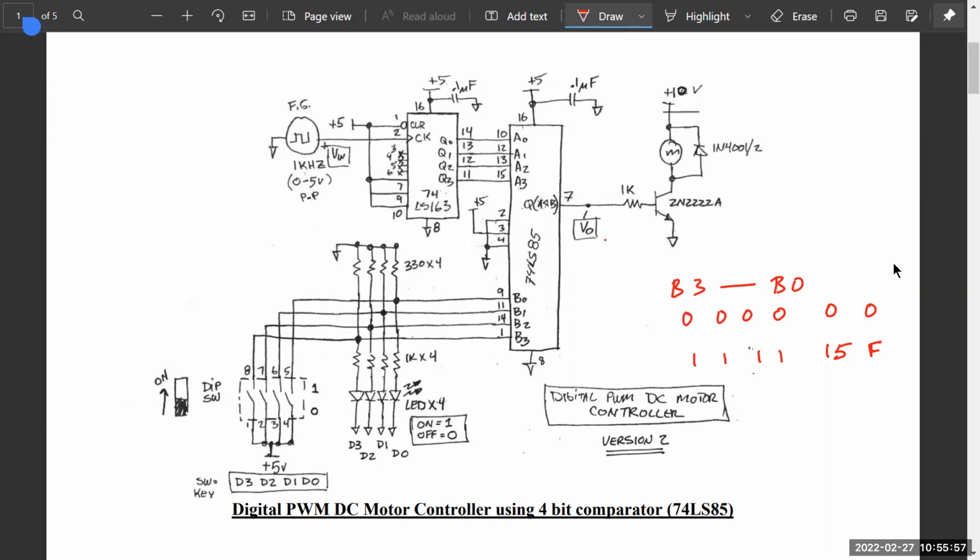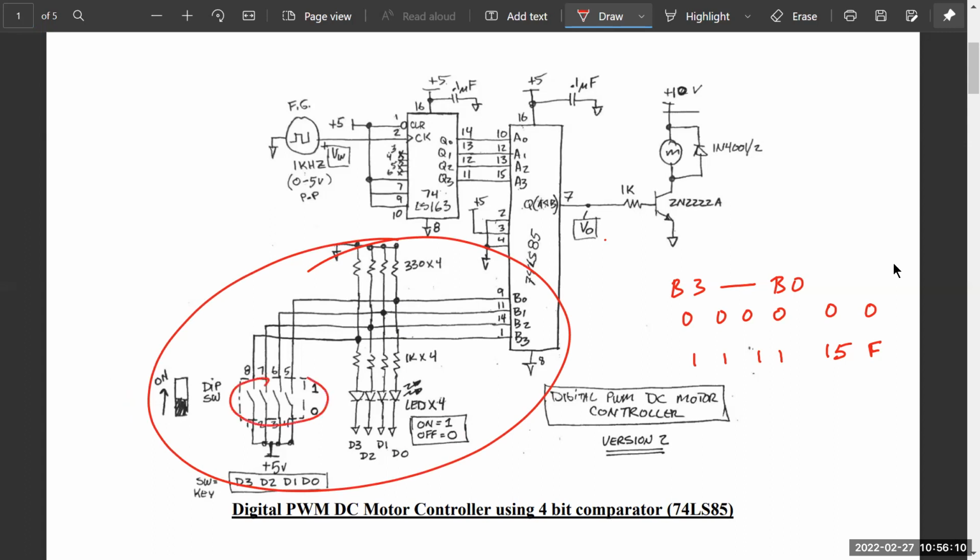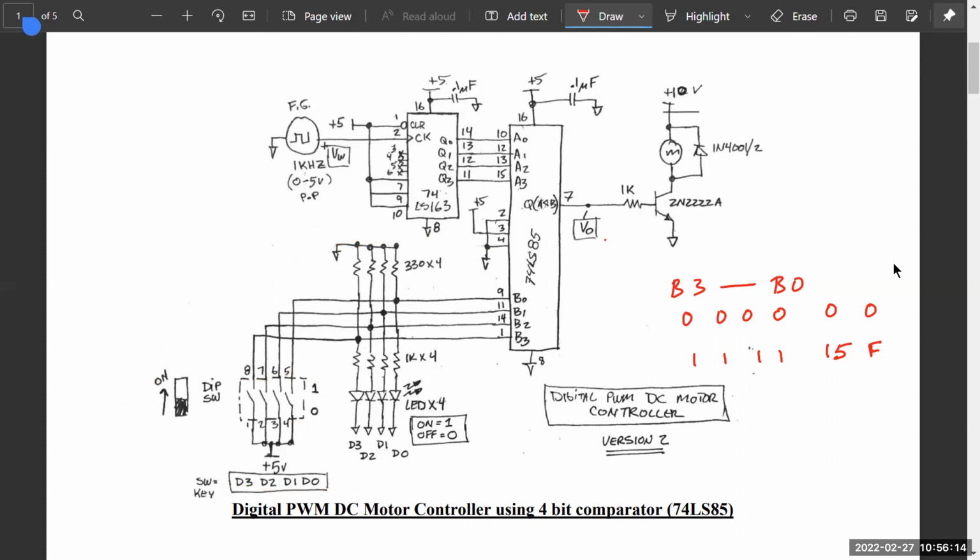So that's basically the B input. We can control what input the digital number B is going to have depending on the state of the switches. We can set any number between 0 and F.